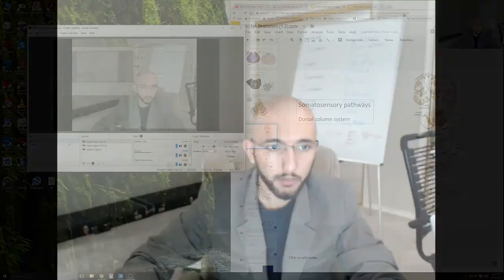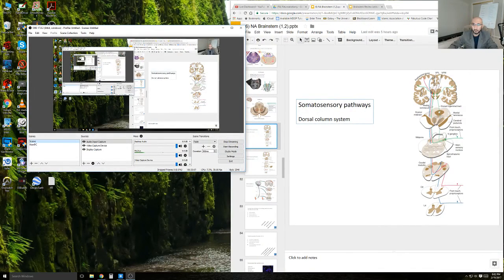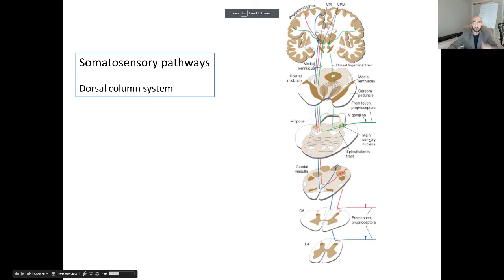Dorsal column system. Okay, right here. As you can see, you have the first order neurons coming in from touch and proprioceptors in the arms and the legs. They come up, and it's all first order until we get to the caudal medulla.